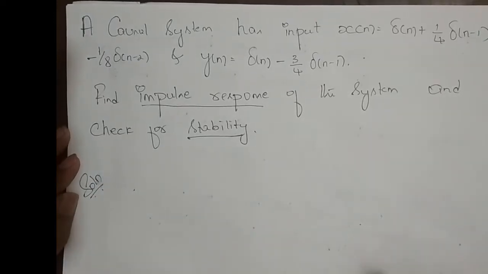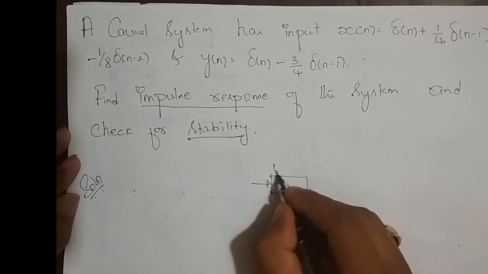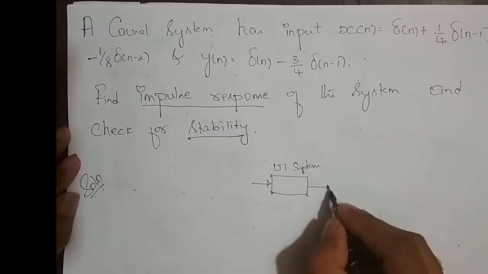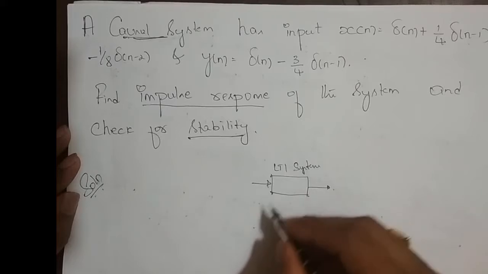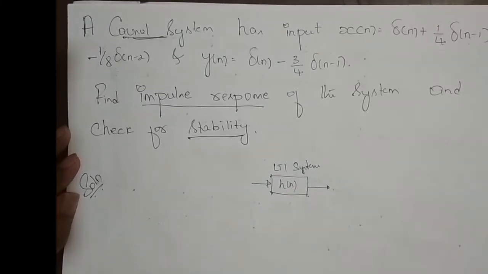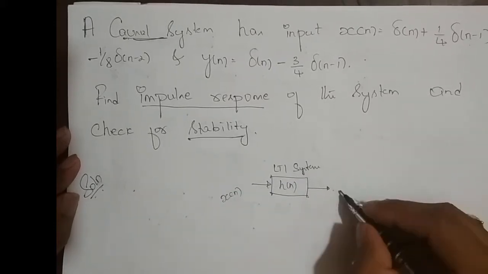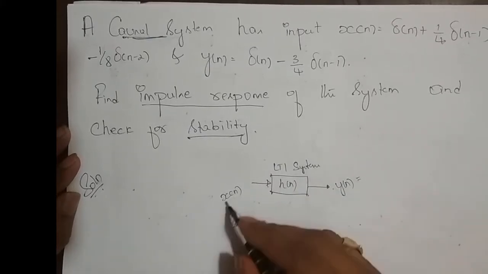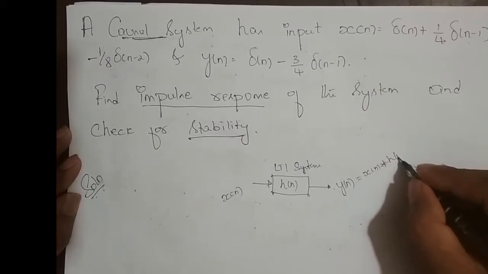Before we approach the problem, we have a system here. It's an LTI system, a causal LTI system. Mind you, it's a causal system. Whenever I say LTI system, there has to be an impulse response h of n. So we feed input x of n and we get output y of n. And what is y of n in terms of h of n and x of n? It is x of n convolved with h of n, correct?